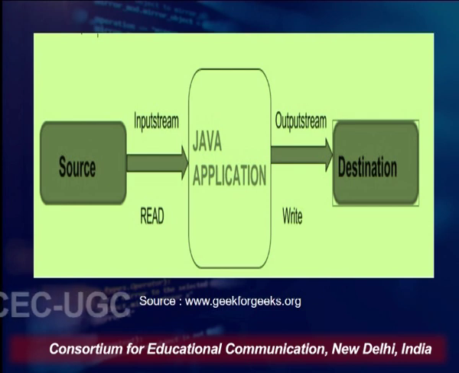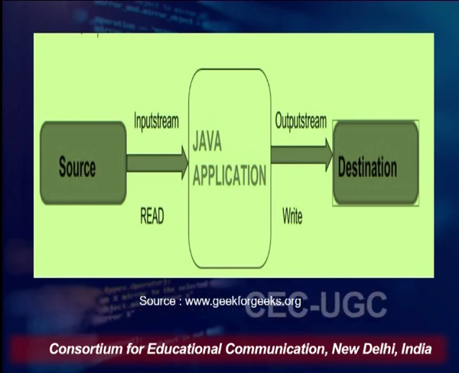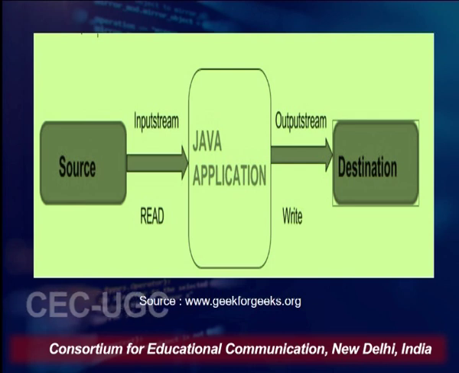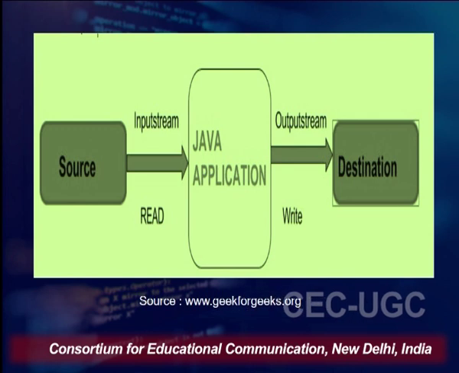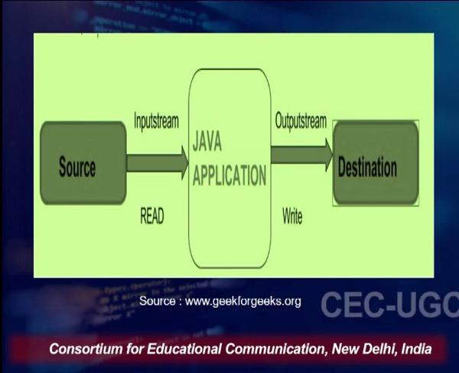So, the source could be your keyboard or any other device from which your input is coming, and that input is taken in the form of a stream. Now, what is that stream? I will be covering that in a short while. Then it is given to the Java application, where it is processed, and finally the output stream is written onto the destination.